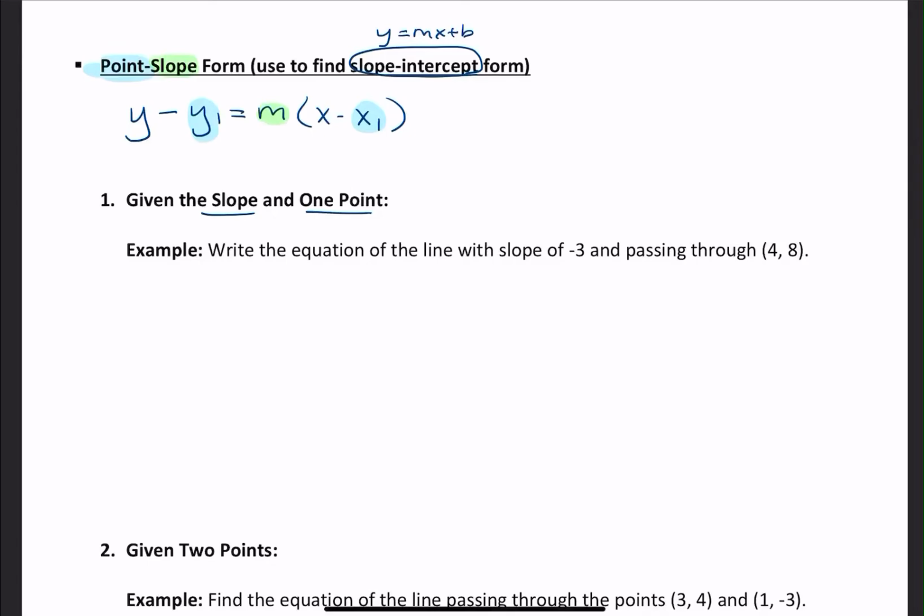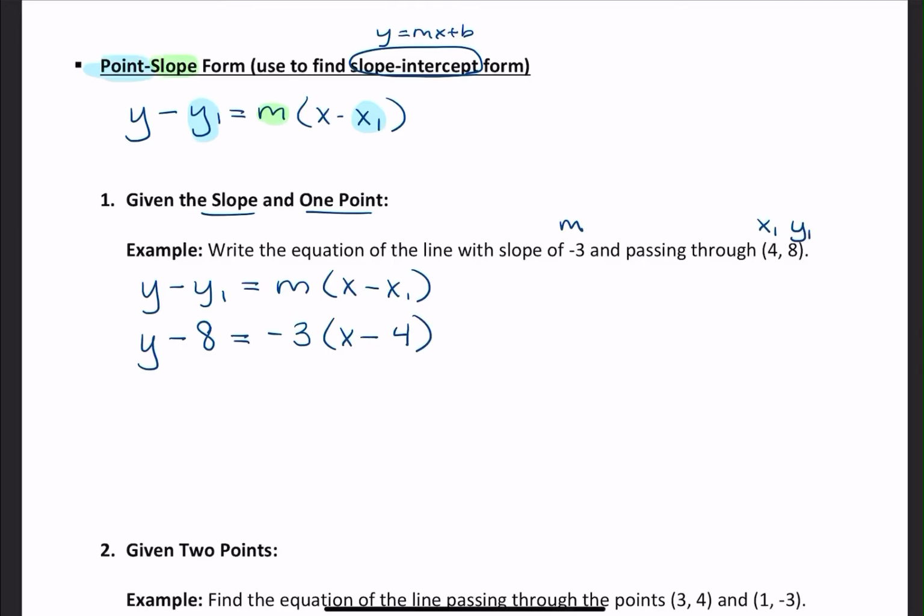It says write the equation of the line with a slope of -3 and passing through 4, 8. We're going to use that point slope form to put it into y equals or slope intercept form. So until you have this formula memorized, go ahead and write it down, and then label everything it gives you. Our slope is your m, -3, and your point is x1, y1. With that labeled, you're just going to straight substitute into your equation. So I've got y minus 8 equals -3 times x minus 4.